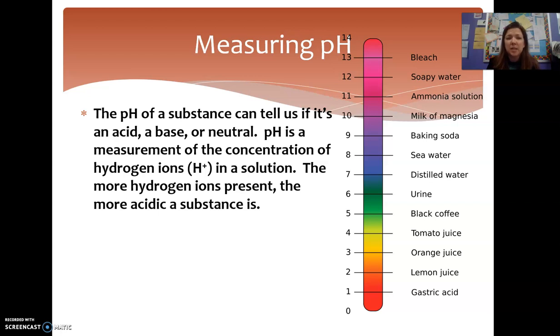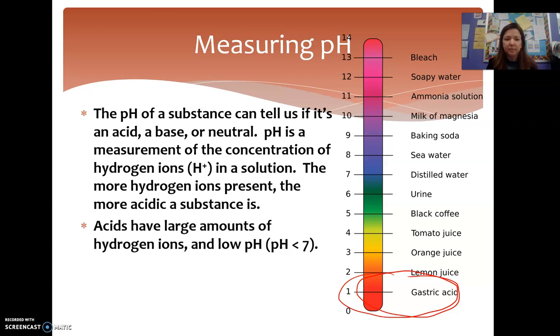Your notes say that the pH of a substance can tell us if it's an acid, a base, or neutral. pH is a measurement of the concentration of hydrogen ions in a solution. The more hydrogen ions there are, the more acidic a substance is. So down here, a pH of 0 or 1 is super acidic. The example is gastric acid, that's stomach acid. That's how your food gets digested. So that means it's got a really high hydrogen ion content.